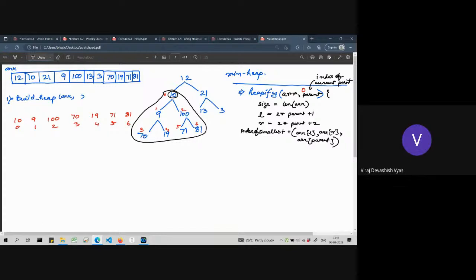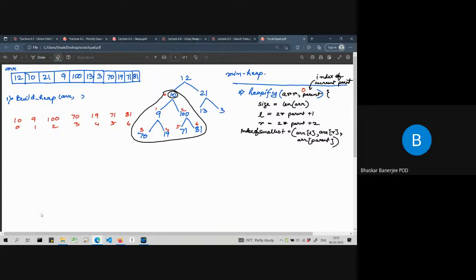So index of smallest. Take care of this thing. I am taking the index of the smallest among these three, whichever it is. Now, what happens in the case where the parent element was itself the smallest? In that case, I would not need to do any swapping, any change. I have to also take care of that because that might also happen. Suppose this was my heap. So obviously the parent element is the smallest one, right? So I don't need to make any exchanges, any swap. So what should I write now?